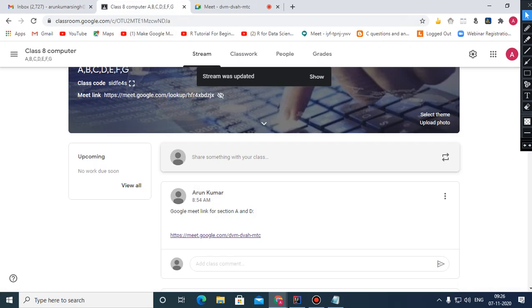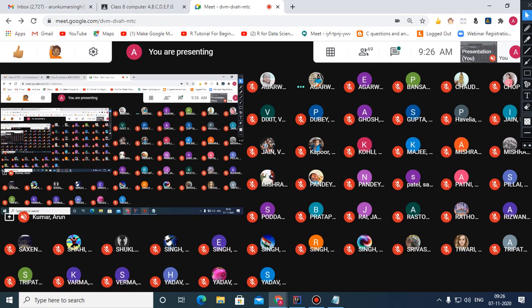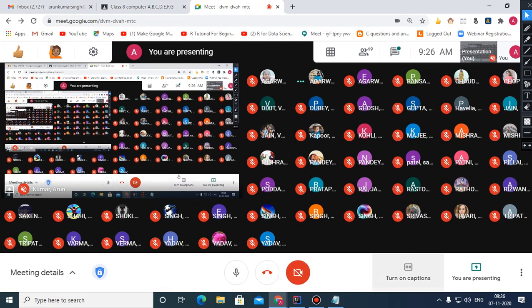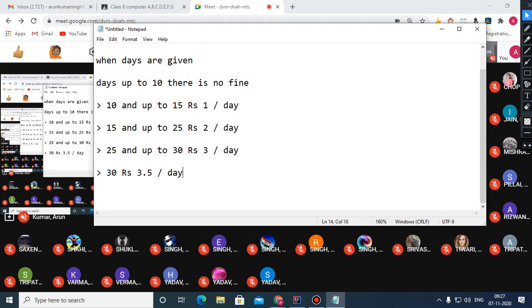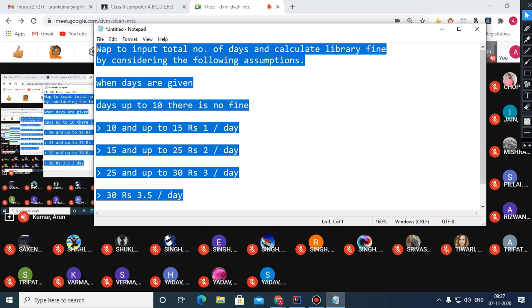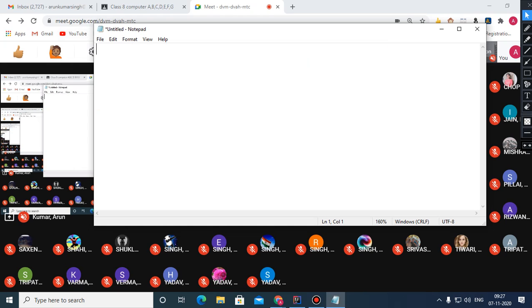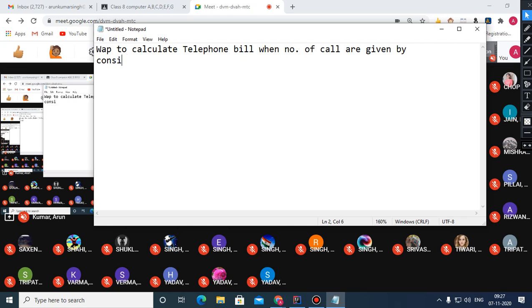Okay, now children, this is what to do, we have to calculate like this. Now one more question I am going to do. Children, I will not keep the slab long. Simple slab I will be keeping. We have to calculate telephone bill when number of calls are given by considering the following assumptions.